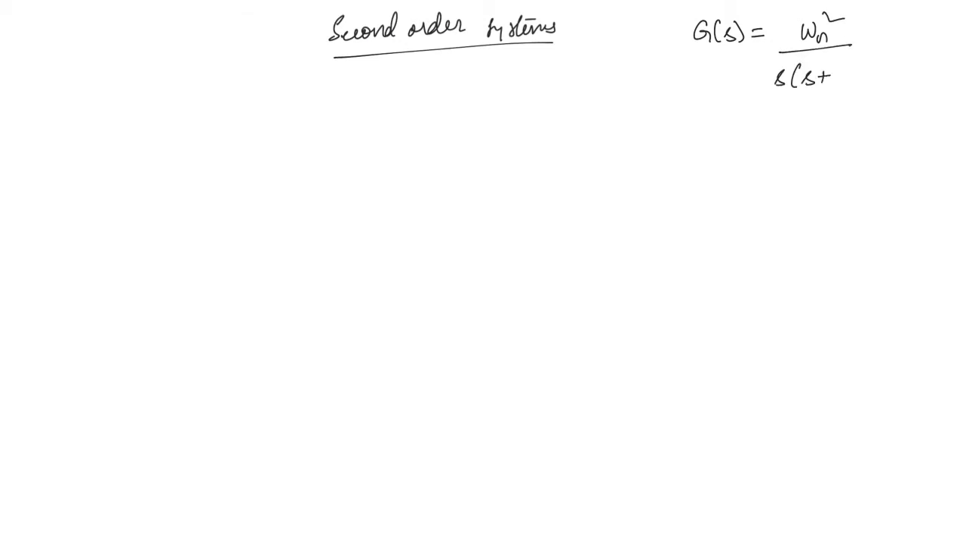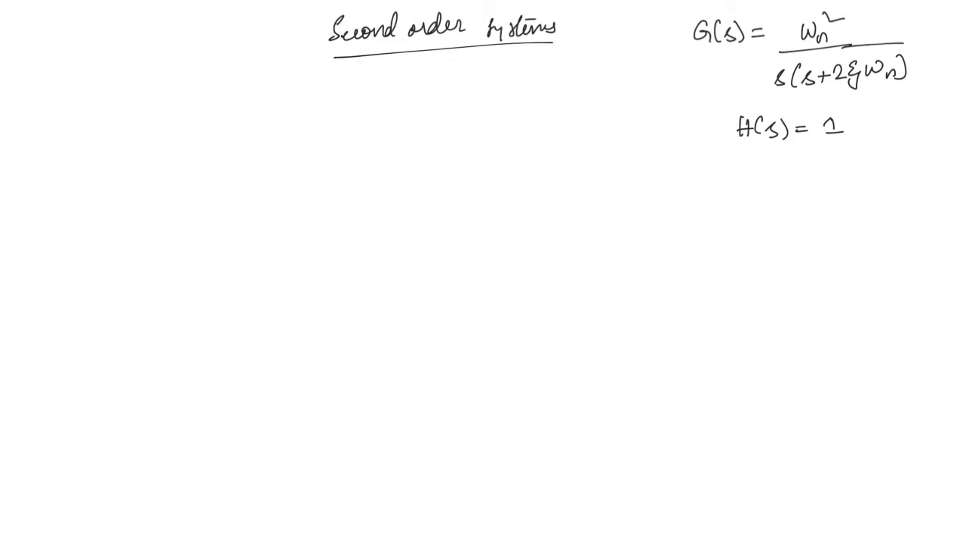Here we will analyze second order systems. Okay, so we already saw a prototype second order system, right? For that, the forward path transfer function we took as omega n square divided by s into s plus 2 zeta omega n. Okay, and what was the feedback path transfer function? It was equal to unity. So it was a unity feedback system.